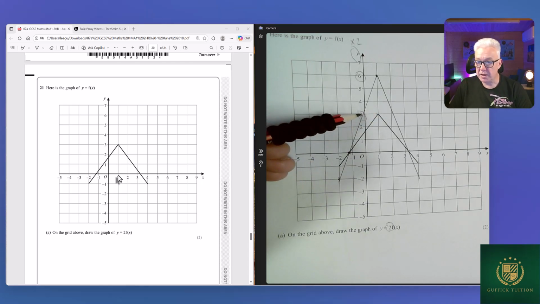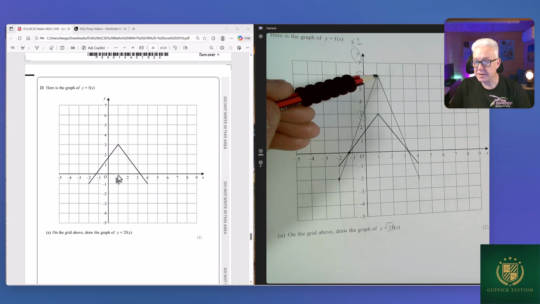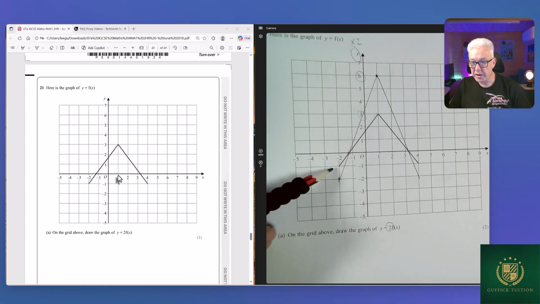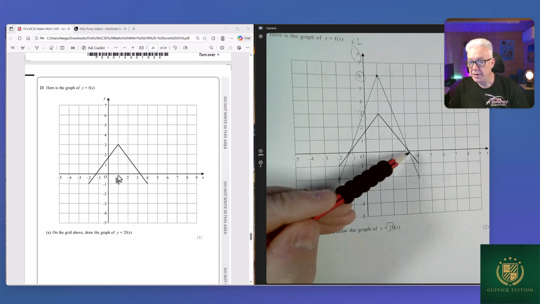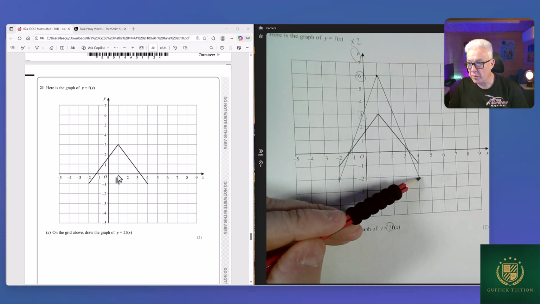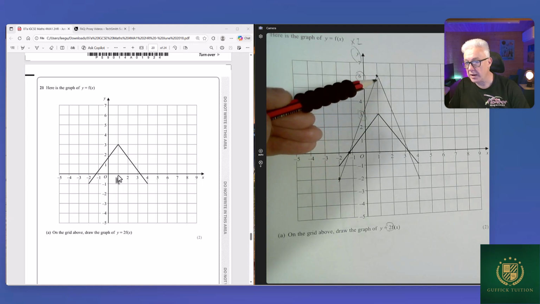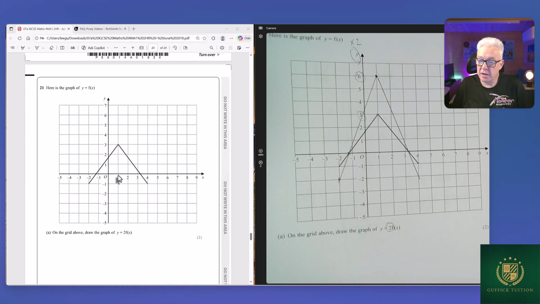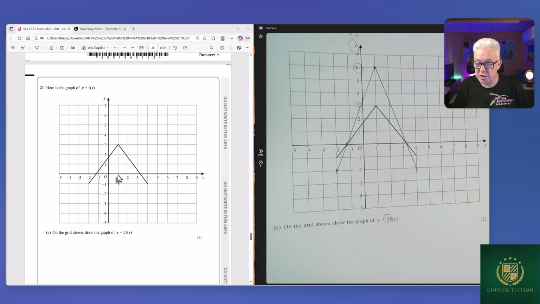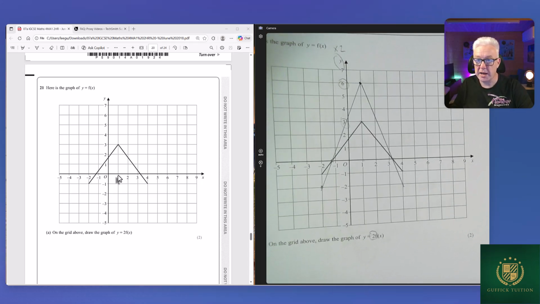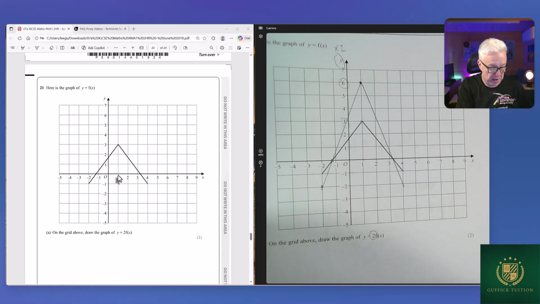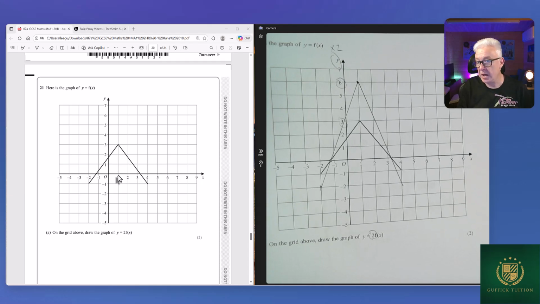So this point here, instead of being at 3, it will be at 6, like that. This point here, instead of being at -1, will be at -2. And this point here, instead of being at -1, it will be at -2 as well. So connecting that up, it's going to go like that. And that is our transformation. A stretch, as I say, of scale factor 2 parallel to the y-axis. It's only for IGCSE, that one, but it is the kind of thing that we need for sure for A-level.